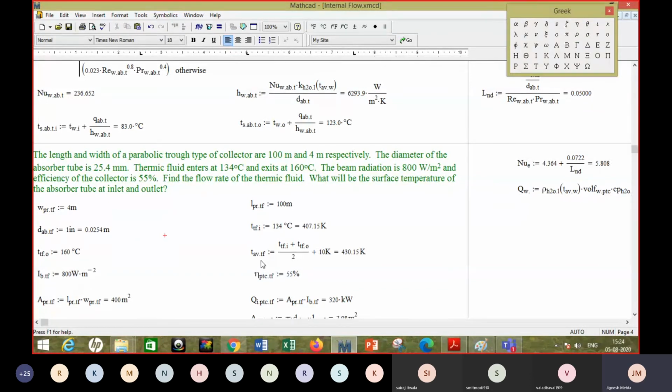Okay, so average temperature of the thermic fluid, you can take the average of this 134 and 160, and that can be used to get the property of the thermic fluid. But what I have done is I have added 10 degrees Celsius or 10 Kelvin to that. This is because I know that the surface temperature is going to be a bit higher than the fluid temperature, right? So I have taken some additional temperature, but this is not a must. You may just take the average of 134 and 160, right?